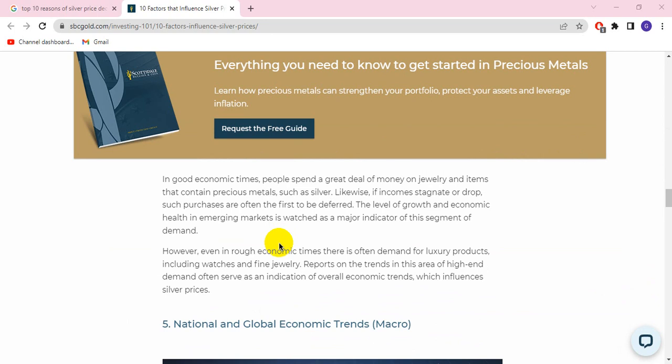In good economic times, people spend a great deal of money on jewelry and items that contain precious metals such as silver. Likewise, if incomes stagnate or drop, such purchases are often the first to be deferred. The level of growth and economic health in emerging markets is a major indicator of the segment of demand.